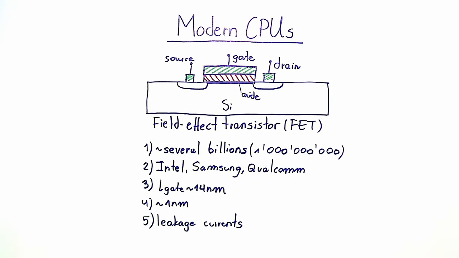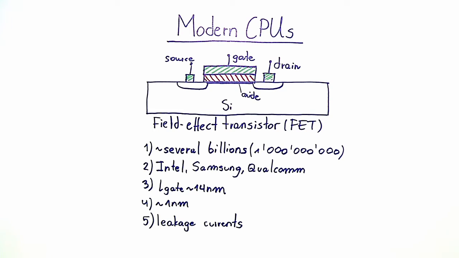Hello and welcome to the video solution of the exercise problem Modern CPUs. The abbreviation CPU stands for Central Processing Unit, and the CPU is an integral part of many of today's electronic devices. In this exercise problem, we're going to become familiar with the numbers in a modern CPU.